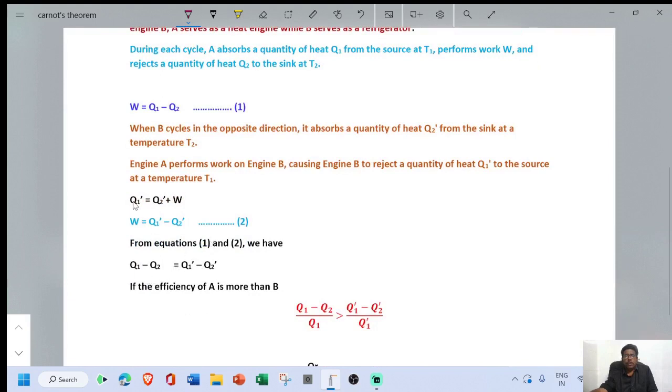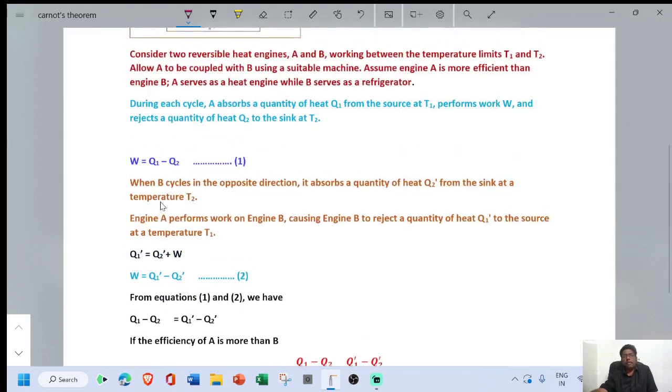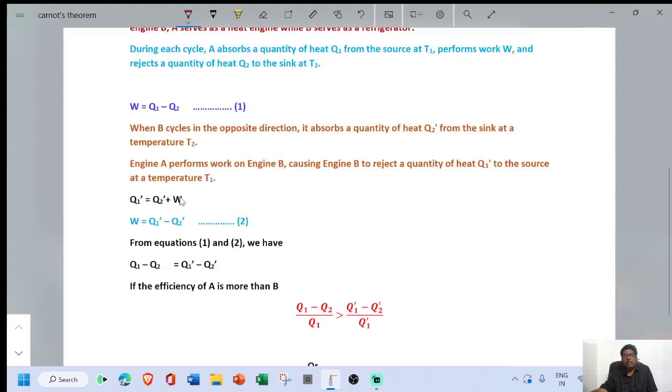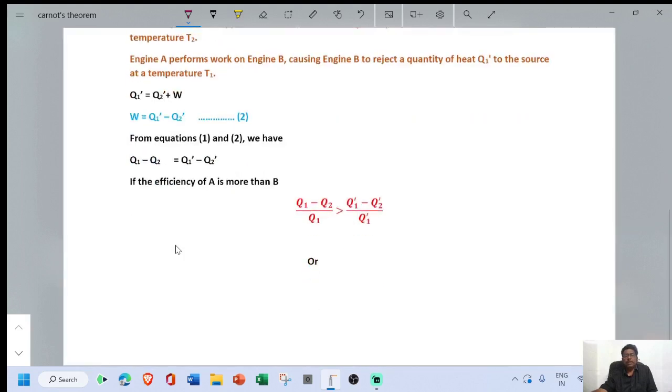Therefore, Q1 dash is equal to Q2 dash, the amount of heat energy absorbed from the zinc by the engine B plus W. This is the work done carried out by the engine A. Therefore, W equal to Q1 dash minus Q2 dash. From equations 1 and 2, Q1 minus Q2 equal to Q1 dash minus Q2 dash.